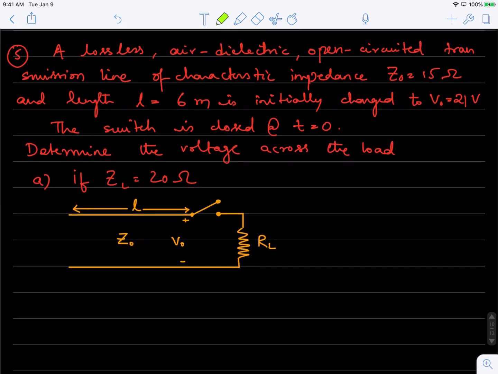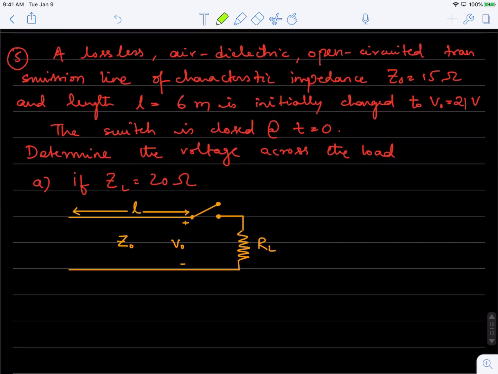So the problem statement is a lossless air dielectric open circuited transmission line of characteristic impedance Z naught equals 15 ohms and length L equals 6 meters, initially charged to V naught equals 21 volts. The switch is closed at time t equals 0. Determine the voltage across the load if ZL equals 20 ohms. How do we do this?